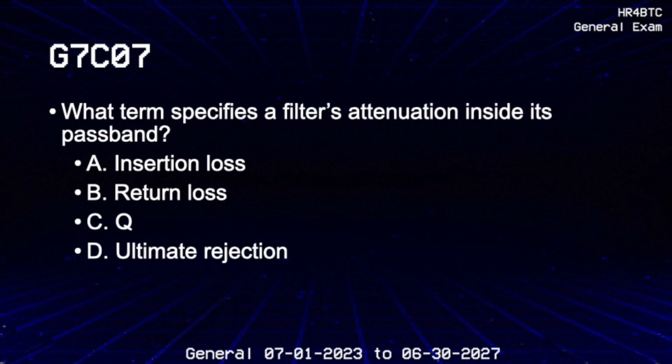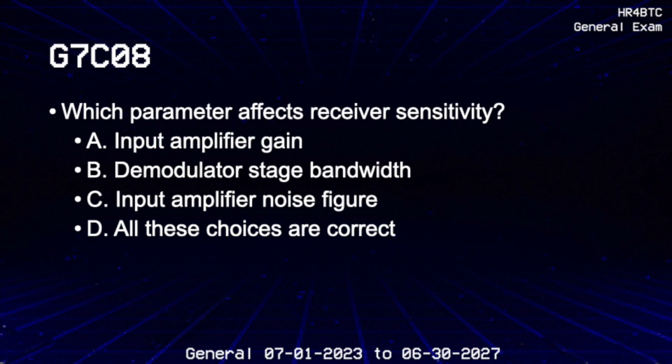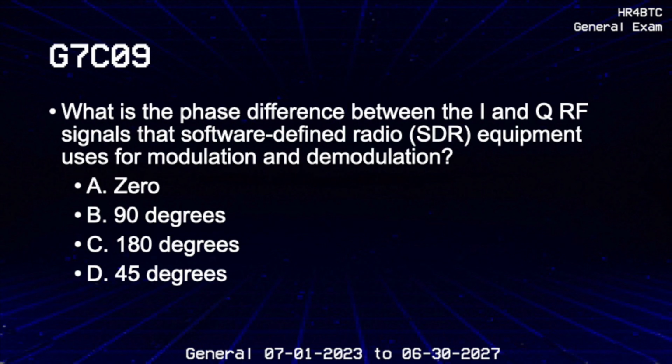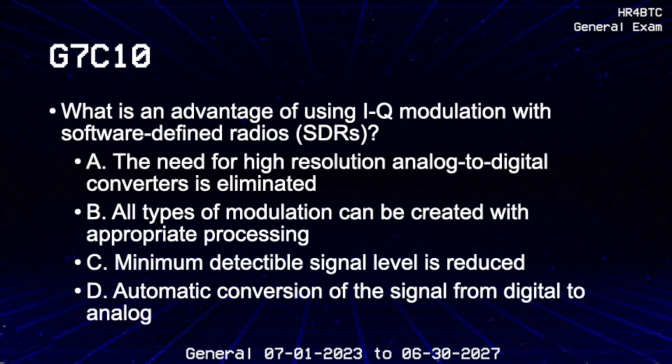What term specifies a filter's attenuation inside its passband? Insertion loss. Which parameter affects receiver sensitivity? All these choices are correct. What is the phase difference between the I and Q RF signals that software-defined radio, SDR, equipment uses for modulation and demodulation? 90 degrees. What is an advantage of using IQ modulation with software-defined radios, SDRs? All types of modulation can be created with appropriate processing.